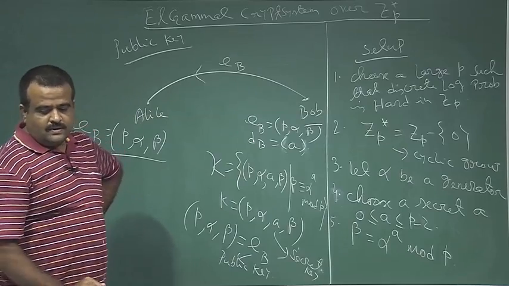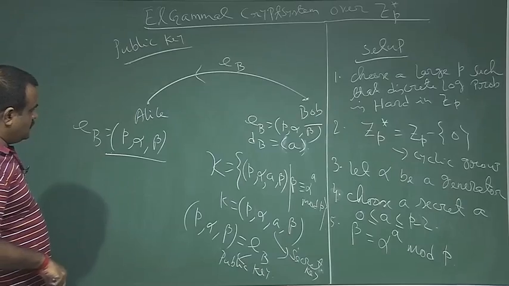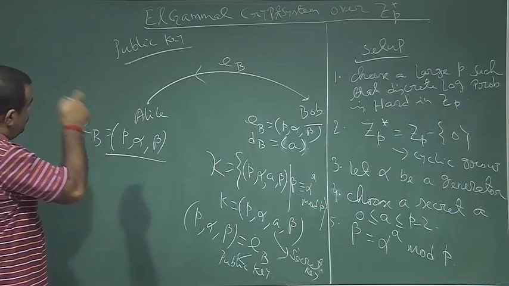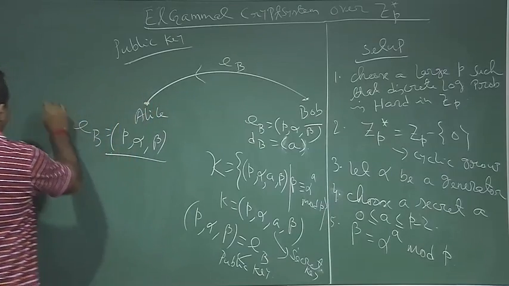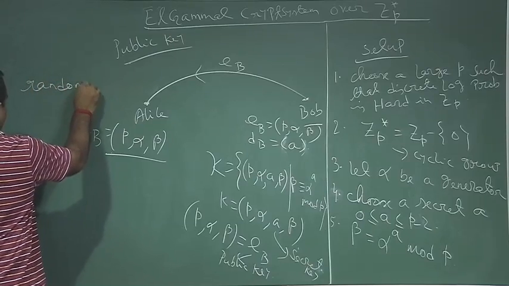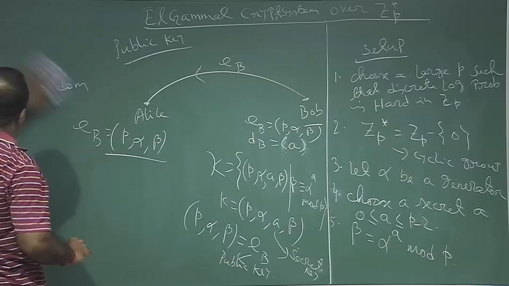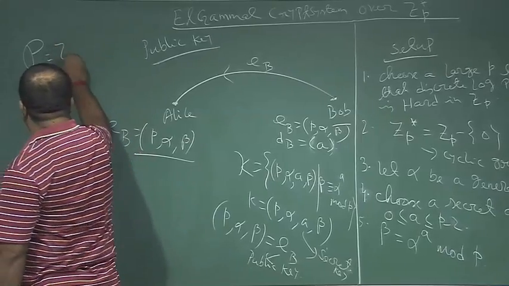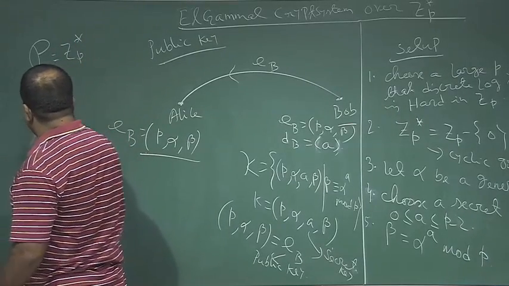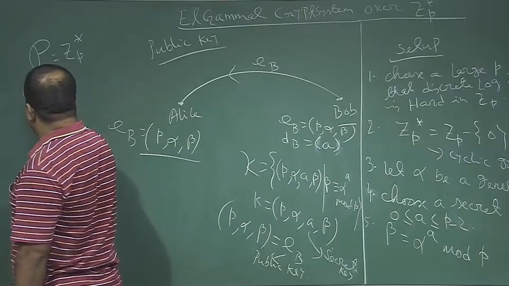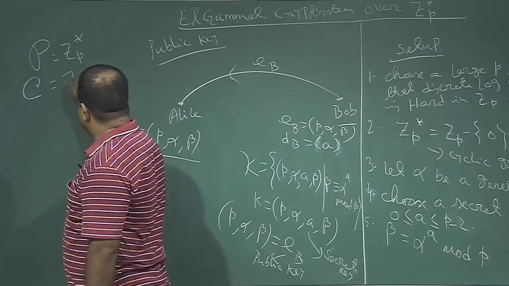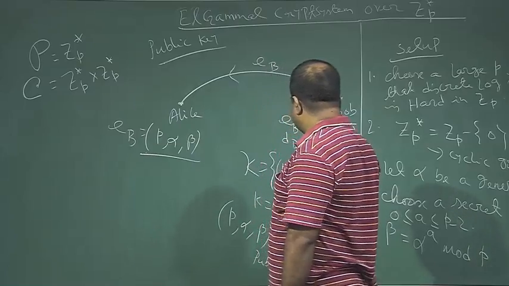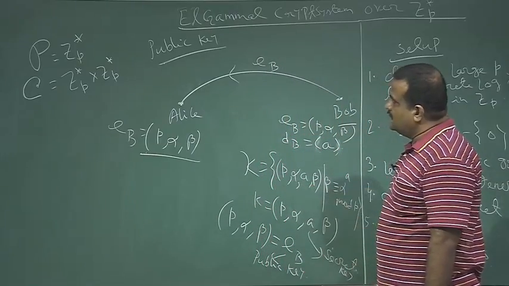Okay, now what is the encryption? For encryption, Alice is choosing a secret random number on top of it. Before that, what is P? P is basically Zp star, the plaintext space, and C, the ciphertext space, is basically Zp star cross Zp star, since the ciphertext has two parts, Y1 and Y2. And the key is this key space. It has a four-tuple like this.